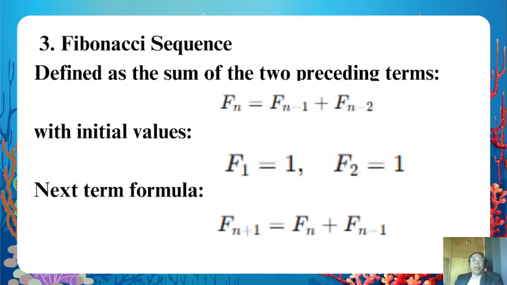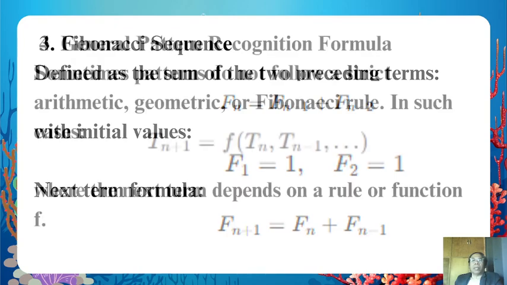Number 3, Fibonacci sequence, defined as the sum of the two preceding terms. So Fn is equal to F sub n minus 1 plus F sub n minus 2, with initial values F1 equal to 1, F2 equal to 1. So the next term formula will be F sub n plus 1 is equal to Fn plus F sub n minus 1.